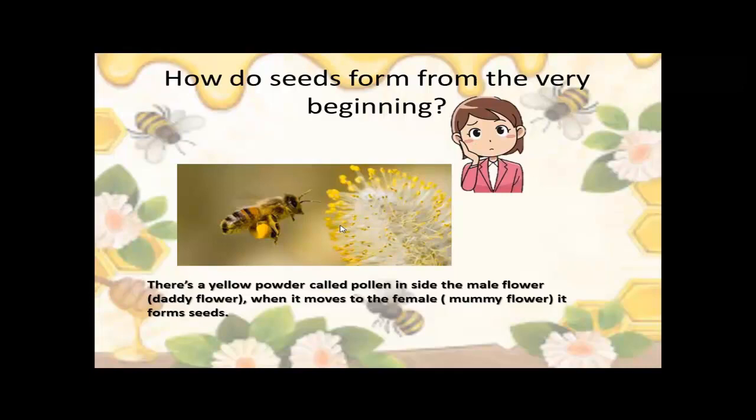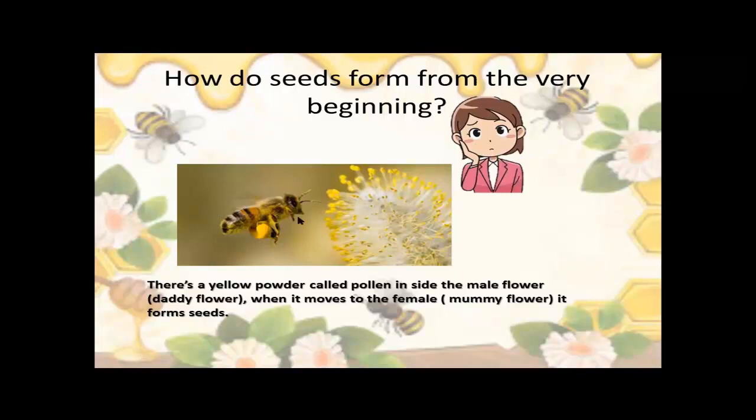Daddy flower has this yellow sticky powder, and when the bee comes close to it and starts taking nectar from the flower, this sticky yellow powder sticks to its feet and its body, and then it flies away to another flower. Maybe it's going to be mommy flower, a girl flower. Those pollen fall from the body of the insect to the mommy flower, and the mommy flower can make the baby plant, which is the seed. So there's a yellow powder, which is called pollen, inside the male flower or daddy flower. When it moves to the female or the mommy flower, it forms seed.